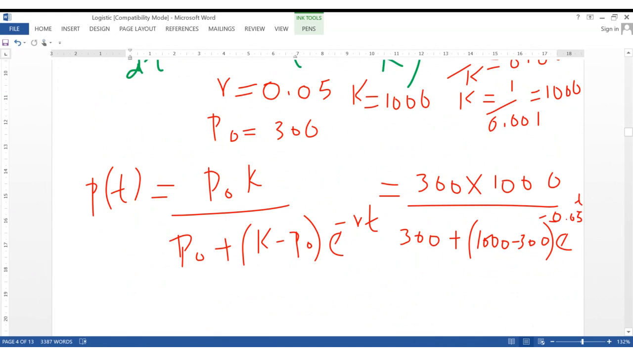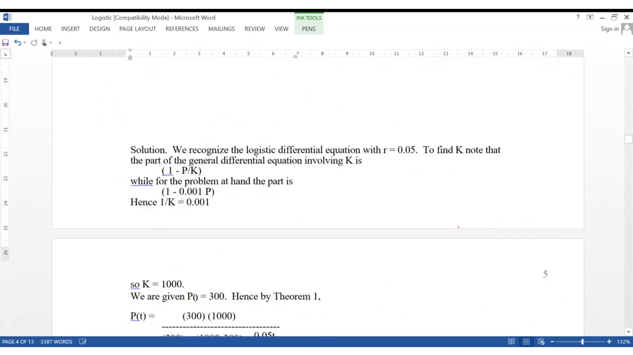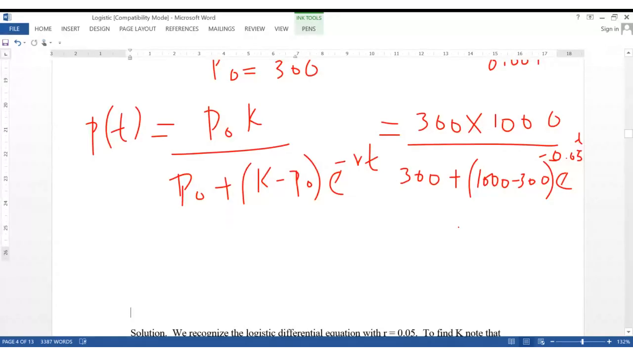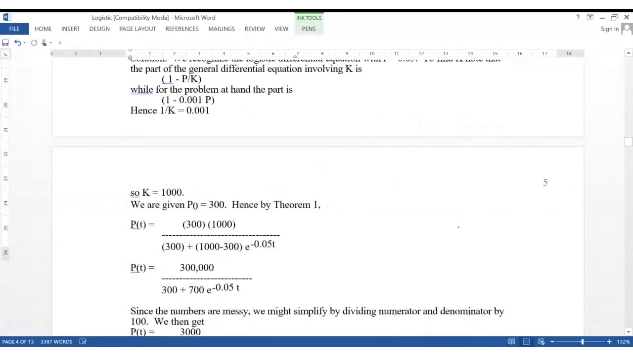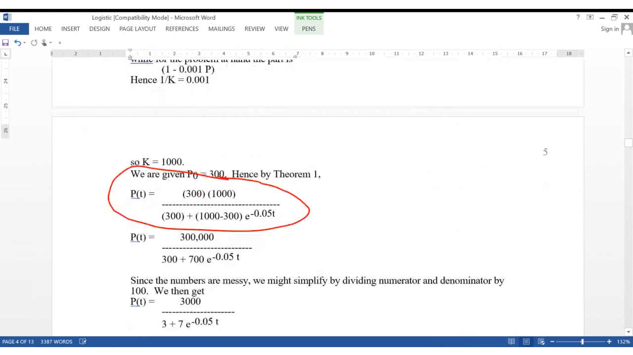Let's go and confirm our answer, what they have done. So we have multiplied 300 times 1000. You can see we have 3000 times 1000. Basically, it is here 3000 times 1000. Then you have 300, which was our P naught. Then we had 1000 minus 300, and then exponential negative that. And then you just multiply the two, and you get the final answer.